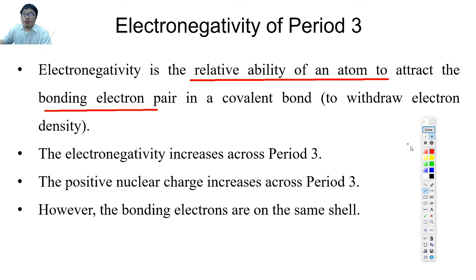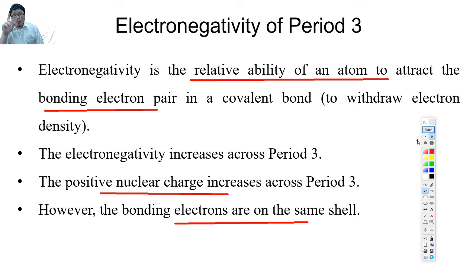But why? We acknowledge the number of protons increases. Again, positive nuclear charge increases. However, the bonding electrons are always on the same shell. So what happens then? Whenever period 3 elements form a covalent bond across the period, the nuclear charge will always increase. However, the outermost electron used to bond with other elements always remains on the same shell.